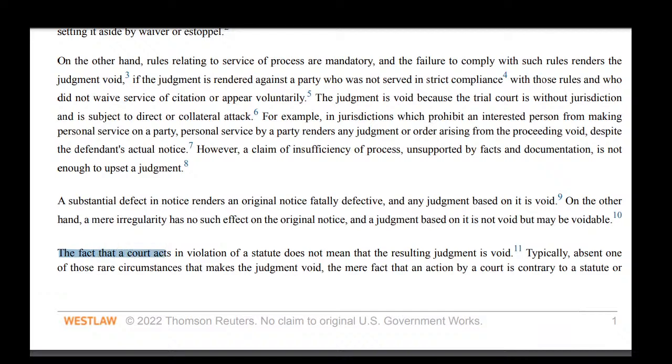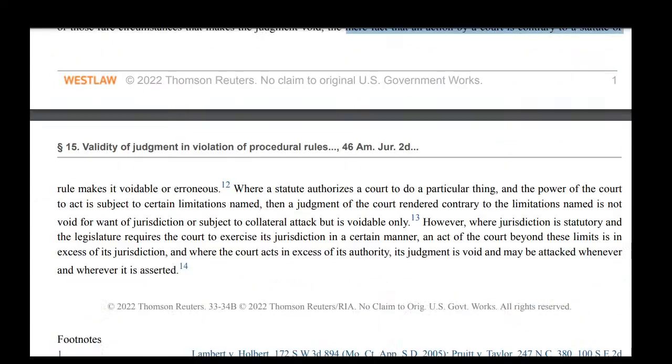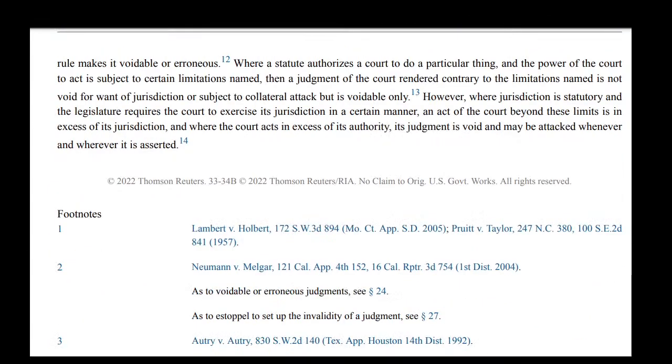The fact that a court acts in violation of a statute does not mean that the resulting judgment is void. Typically, absent one of those rare circumstances that makes the judgment void, the mere fact that an action by the court is contrary to a statute or rule makes it voidable or erroneous. Where a statute authorizes a court to do a particular thing and the power of the court to act is subject to certain limitations named, then a judgment of the court rendered contrary to the limitations named is not void for want of jurisdiction or subject to collateral attack, but is voidable only.